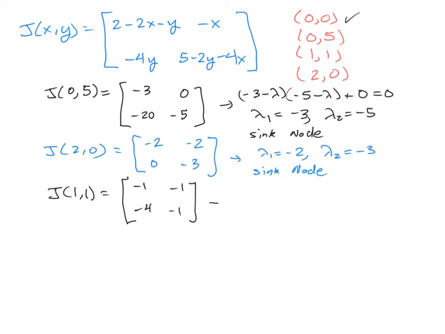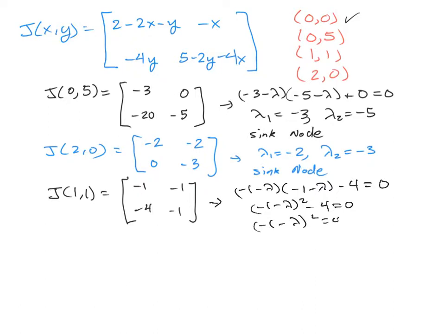Now there's no zeros to take advantage of here, so we have to go ahead and calculate the eigenvalues the hard way. (Negative 1 minus lambda) times (negative 1 minus lambda) minus 4 is equal to 0. Multiplying this out, we're going to have (negative 1 minus lambda) squared minus 4 equal to 0. So (negative 1 minus lambda) squared is equal to 4. Square rooting both sides, we're going to have negative 1 minus lambda equals plus or minus 2. So negative lambda equals 1 plus or minus 2. So lambda is equal to negative 1 plus or minus 2.